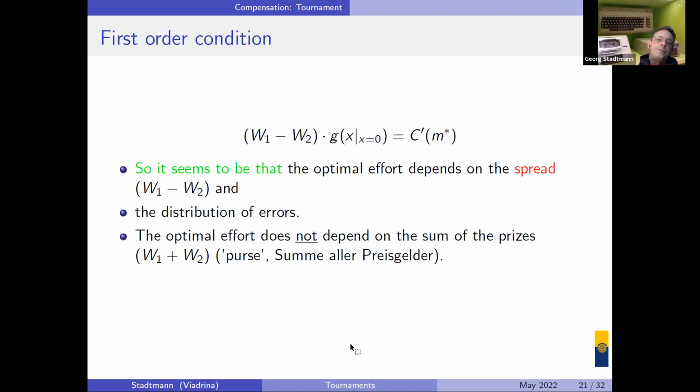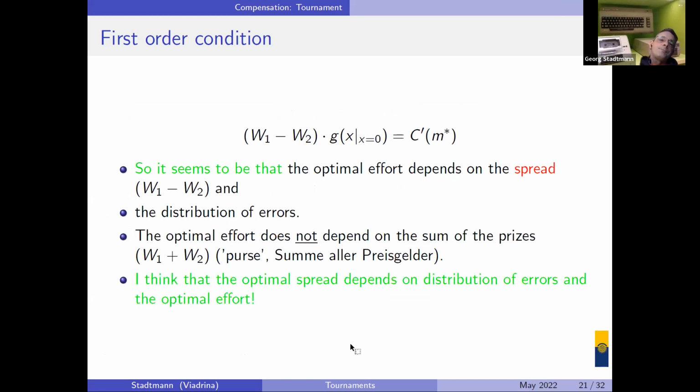In the paper, they say that the optimal effort level depends on the spread and the distribution of errors. And they also highlight that the optimal effort does not depend on the sum of the prizes. The optimal effort does not depend on the purse, the sum of the prize money, die Summe aller Preisgelder. W1 plus W2 does not pop up in this first order condition.